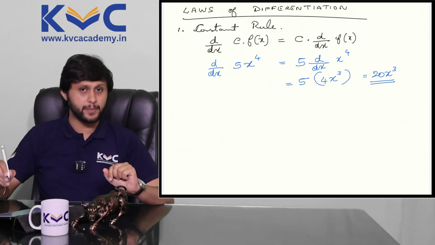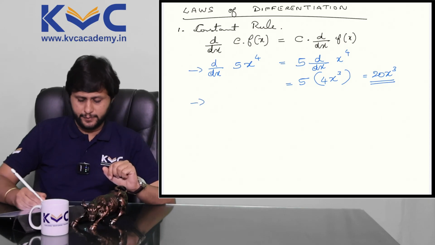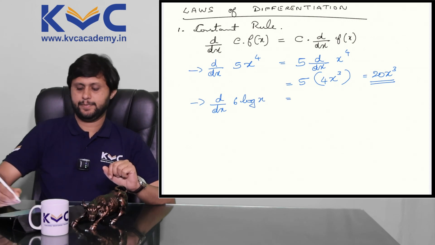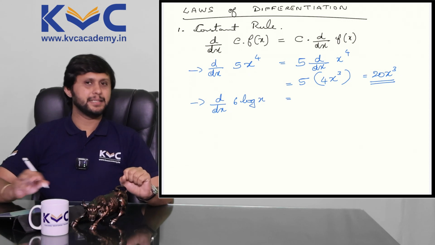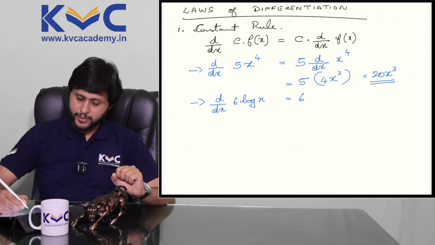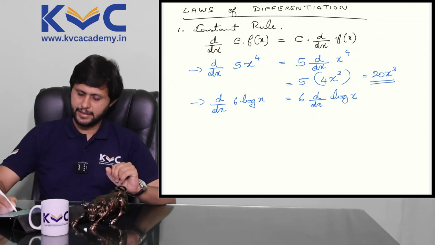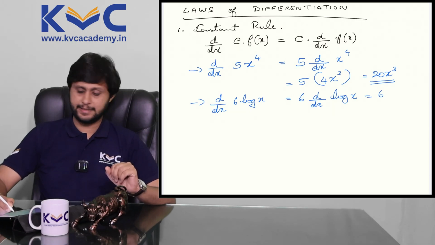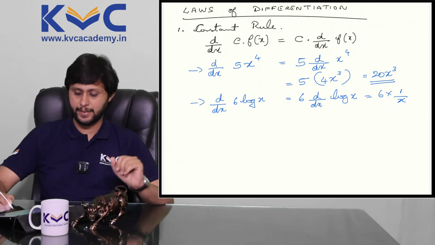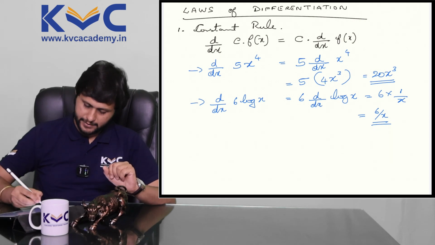I repeat, I've used x to the power n, n into x to the power n minus 1. One more example is required over here. Perfect. Let's take differentiation of 6 log x. We know that 6 is a constant. Then we have log x. What is the differentiation of log x? 1 by x. But let's follow the steps. Keep the constant outside. 6 is outside. And we'll differentiate only log x. Correct? So we have 6 into 1 by x, which is 6 by x. And this is the final answer.